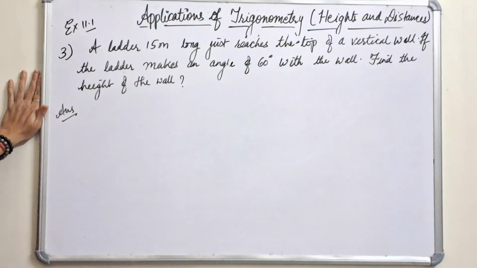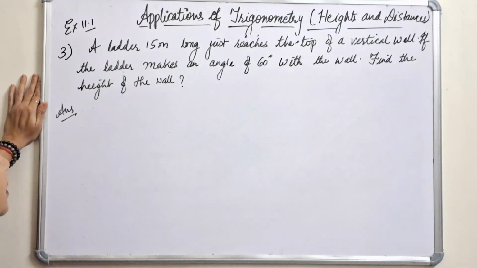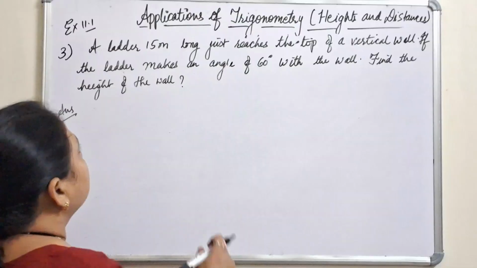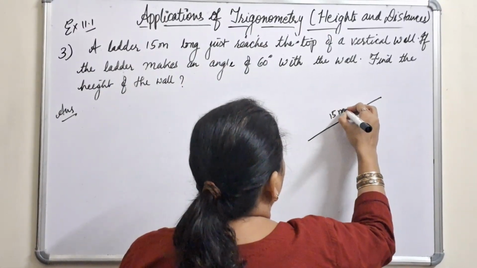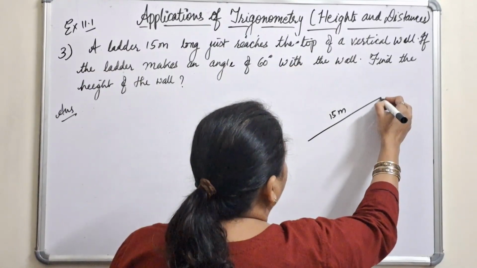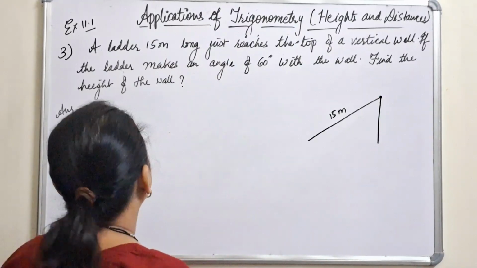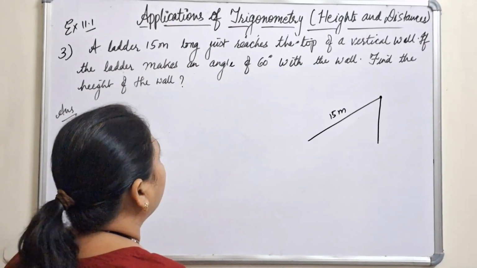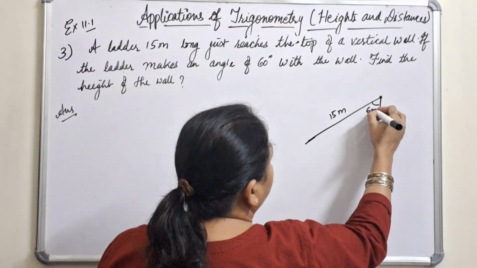Question number 3. A ladder 15 meter long just reaches the top of a vertical wall. If the ladder makes an angle of 60 degrees with the wall, find the height of the wall. This is the ladder, 15 meter long, and it reaches the top of the vertical wall. If the ladder makes an angle of 60 degrees with the wall.